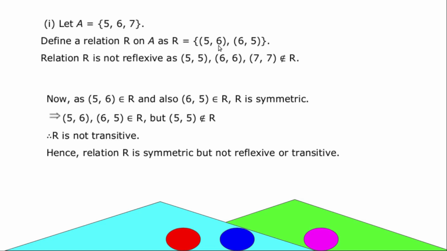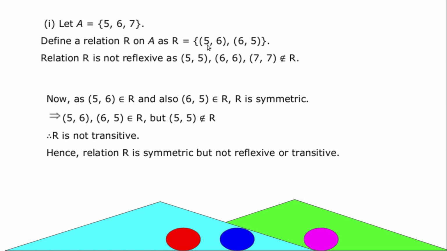Now in this case, A has 3 elements 5, 6, 7. Now this R consists only of ordered pairs (5, 6) and (6, 5). There are no elements of the type (a, a). Ordered pair (5, 5) does not belong to R. Ordered pair (6, 6) does not belong to R. Ordered pair (7, 7) does not belong to R. That is, ordered pair (a, a) does not belong to R. So this relation is not reflexive.